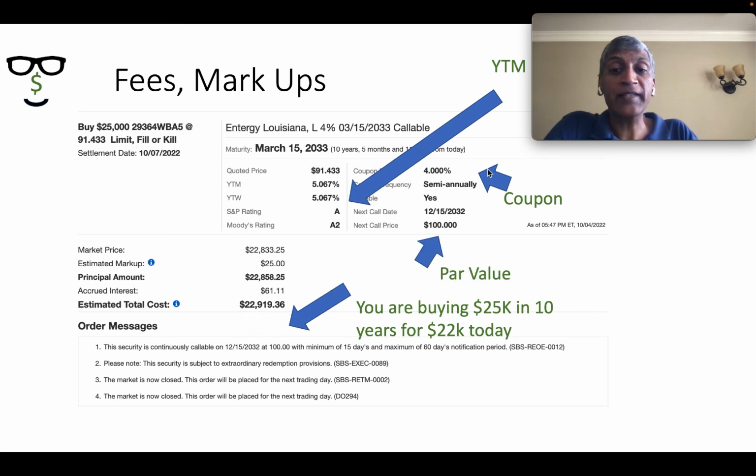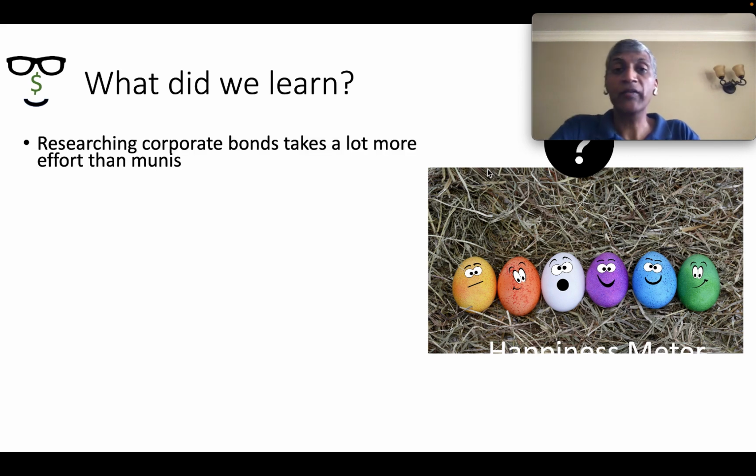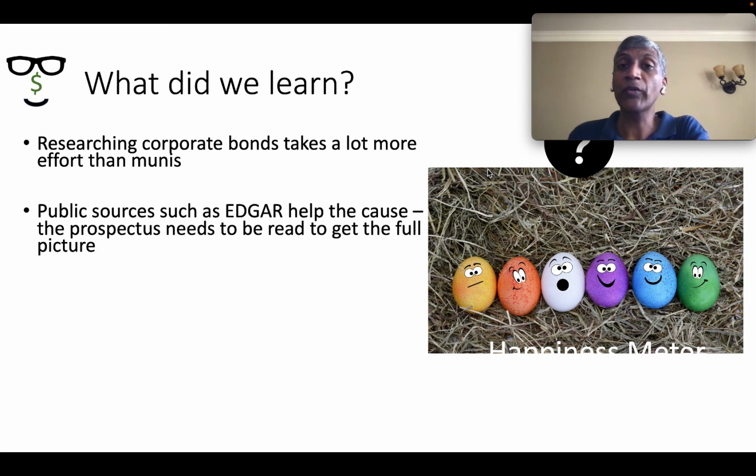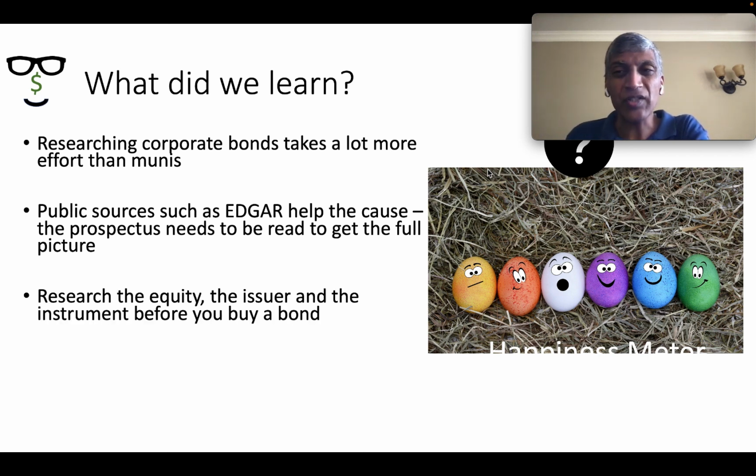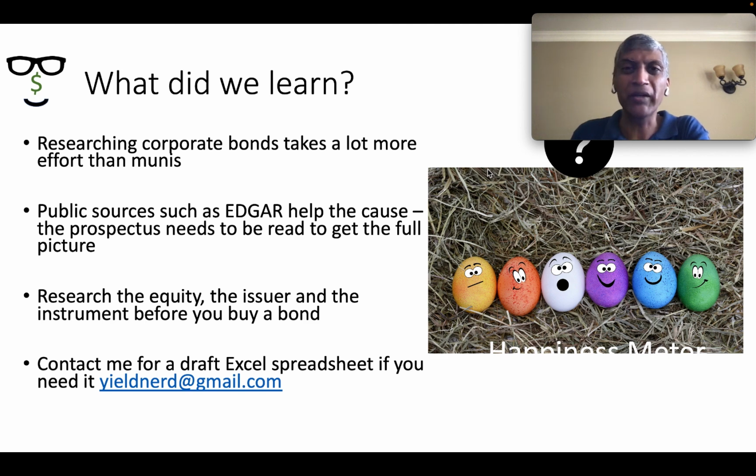And with all of that said, we're going to go to the wrap up here and summarize what we learned. Researching corporate bonds takes a lot more effort than municipal bonds. Public sources such as Edgar can be used. You need to read the prospectus for sure, or get a good idea of it on corporate bonds. I would suggest that you, whether you're buying a bond or an equity, truly understand the company, the industry, the threats, the competition, and so on. And don't just look at a coupon value or yield to maturity and say, there you go, let me buy that. That would not be a yield nerd thing to do.